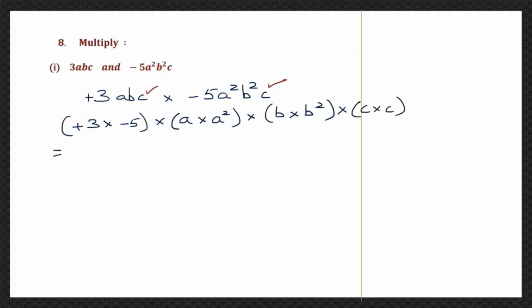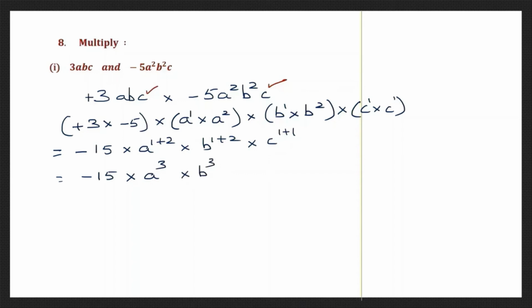Okay. Now here, when signs are different in multiplication, plus into minus is minus. 3 fives are 15 into a to the power of 1 plus 2 into b to the power of 1 plus 2 into c to the power of 1 plus 1. So I have 1 here and 1 here. Now this becomes minus 15 into a to the power of 3 into b to the power of 3 into c to the power of 2. So finally, minus 15, a cubed, b cubed, c squared.